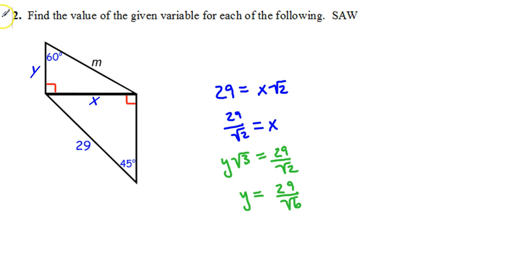Now I need an expression for m. I know that from my rules, if I take the short side and double it, then I'm going to get m. So y is the short side, so I need to double y. So 2y is going to equal m, which then equals 58 over root 6.